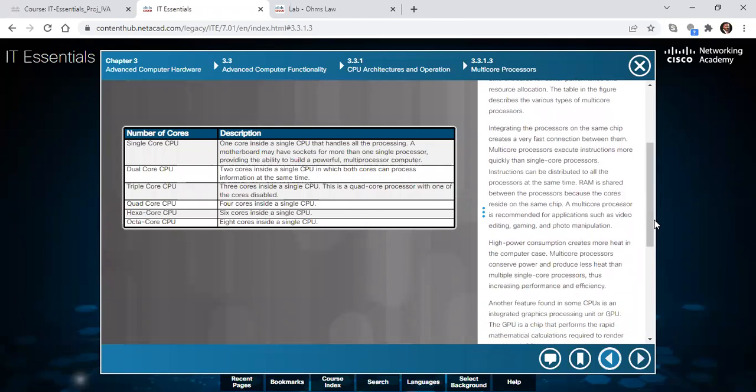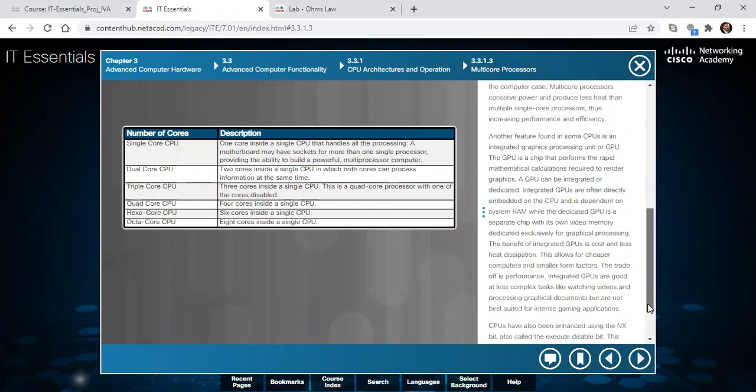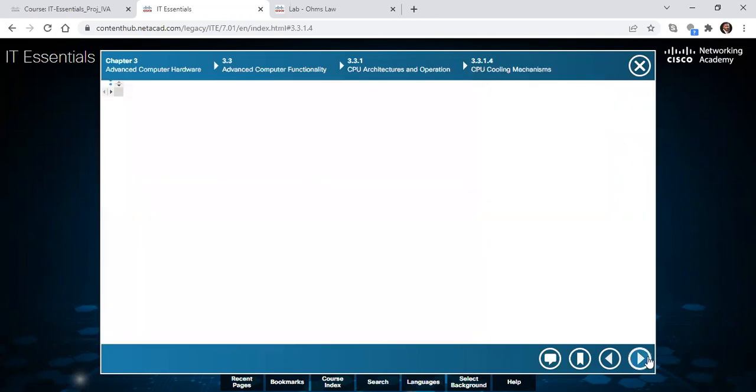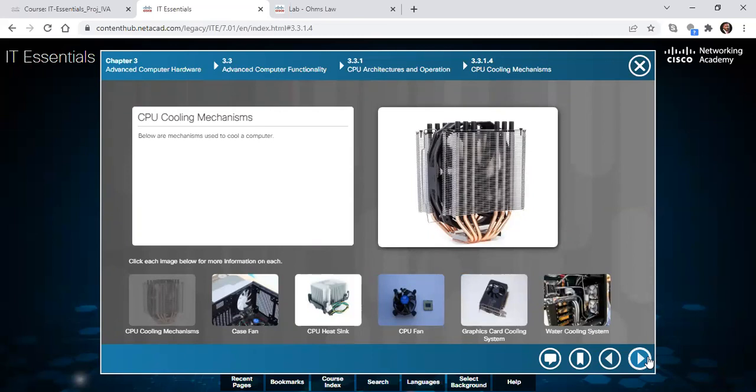So integrating the processors on the same. Okay, I'm actually beyond that. I'm talking about the features now. Another feature found in the CPU is an integrated. Okay, we've talked about this, so we're moving to the next. Sorry, I think we're at the CPU cooling maintenance mechanism. So with this architecture we've seen, how do you cool the heat that comes from these processors?